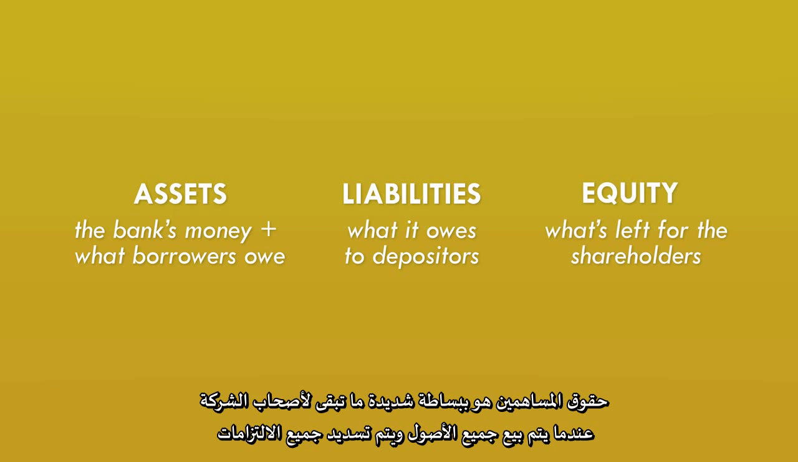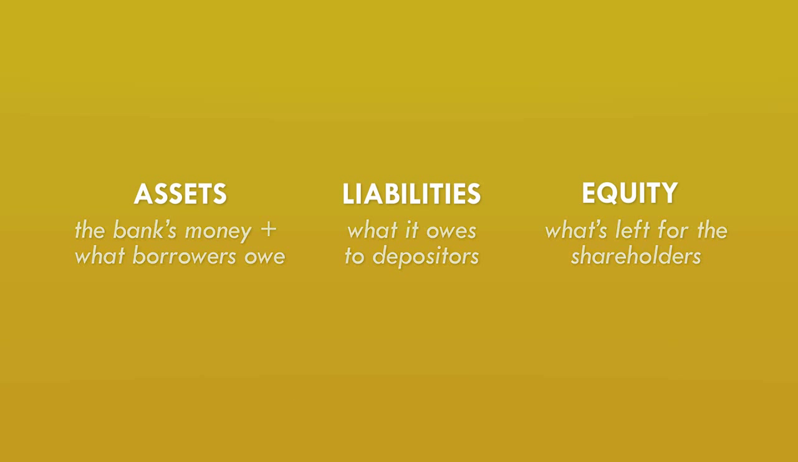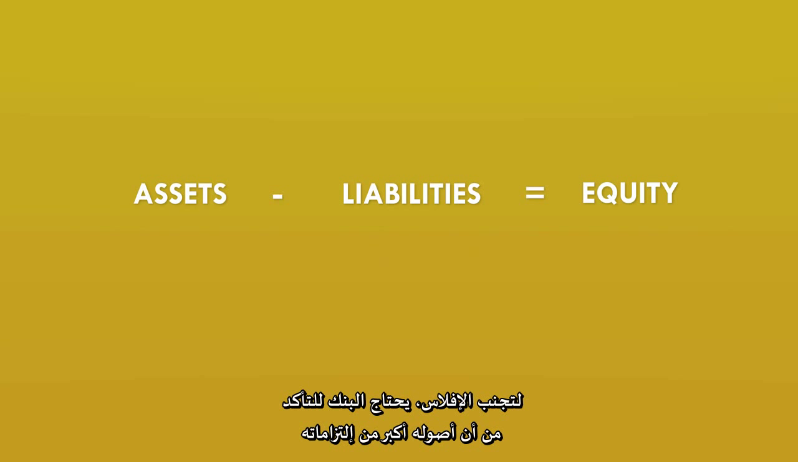Shareholder equity is very simply what's left for the owners of the company when all the assets are sold and all the liabilities are paid off. To avoid going bankrupt, a bank needs to make sure that its assets are greater than its liabilities.